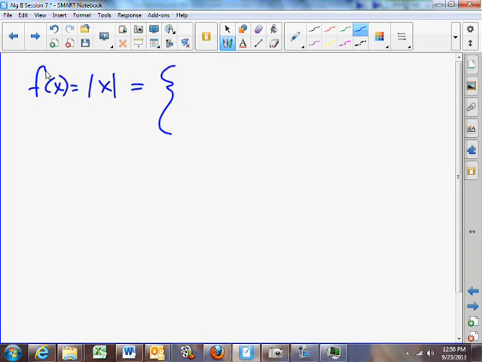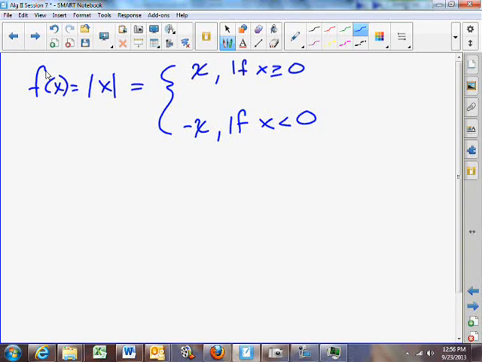So the absolute value of x, we would say, is just x if x is greater than or equal to 0. But when the number inside the absolute value is negative, another way of saying negative is less than 0, then we take the opposite of it. So we would say the opposite of x if x is less than 0.